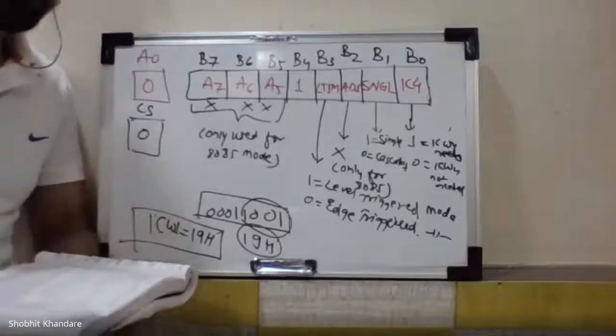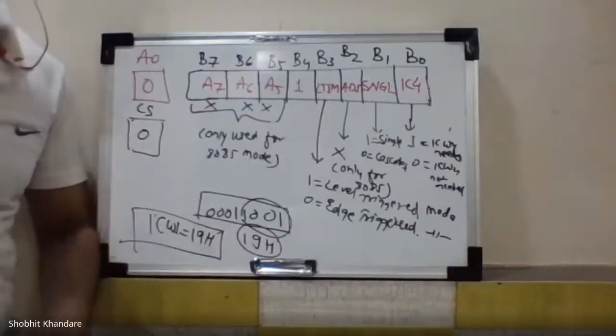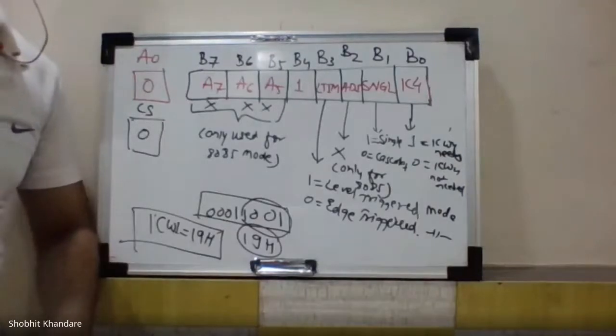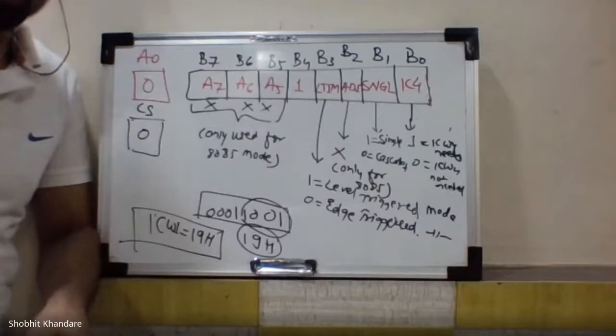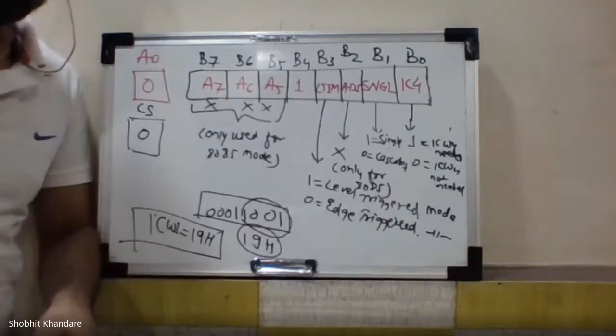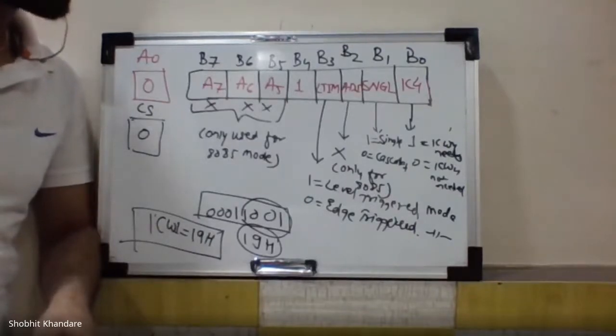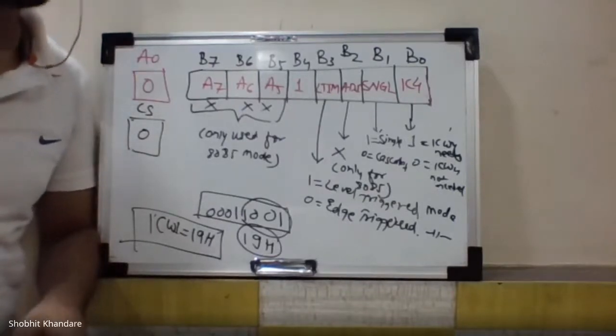Sir, what is the full form of ADI? ADI stands for call address interval. AD stands for address, I stands for interval, so it is called address interval. It is only used in 8085 mode, so there is nothing to write down about ADI. You can just say used only for 8085 mode. So that is not used in 8086.